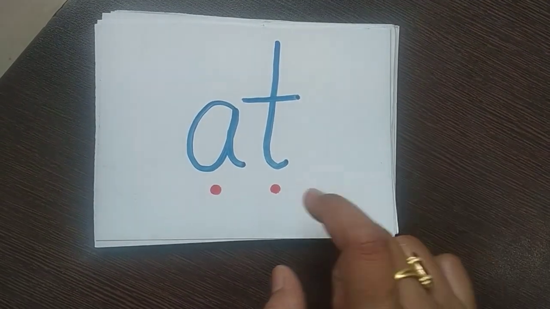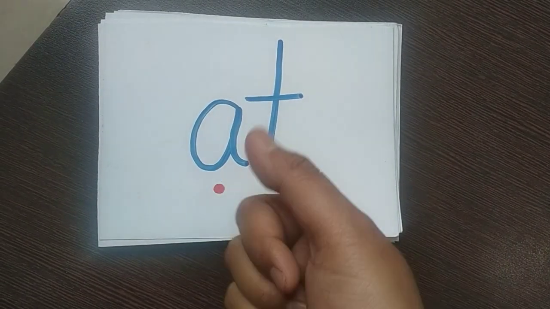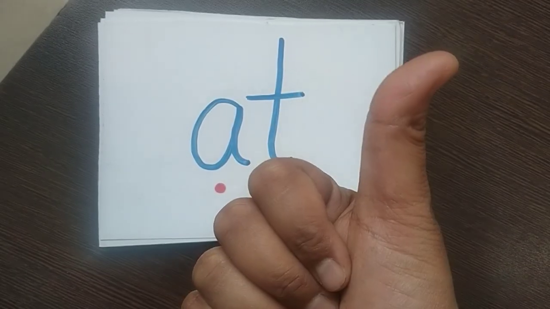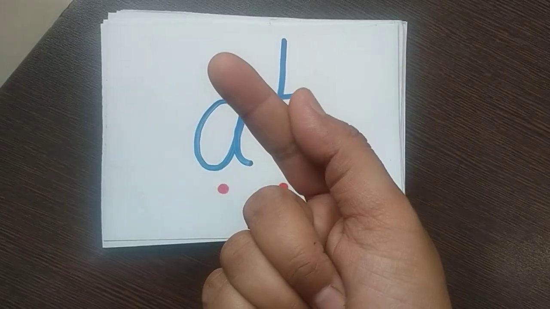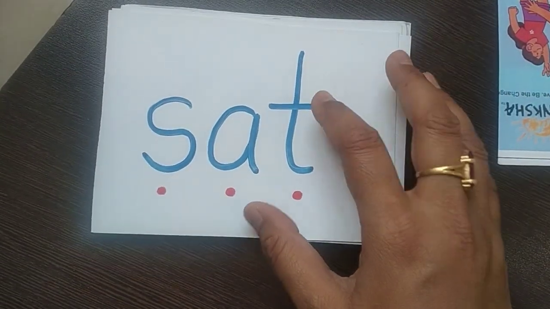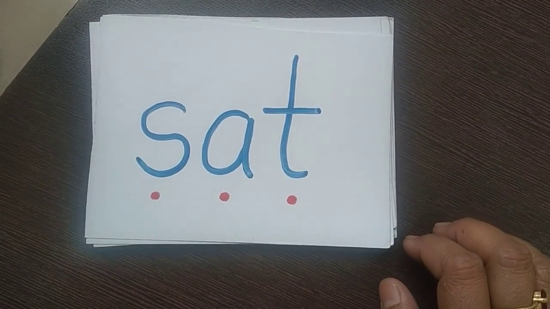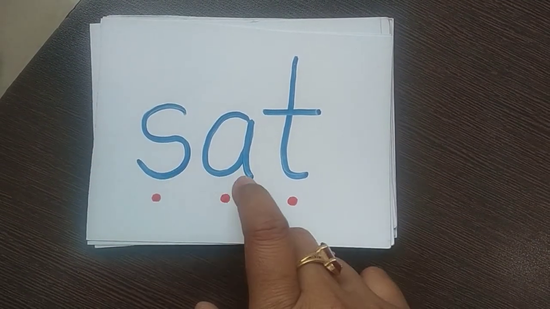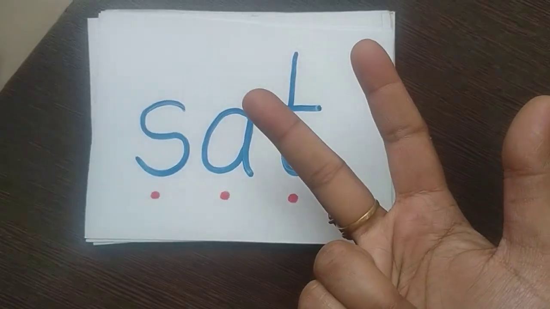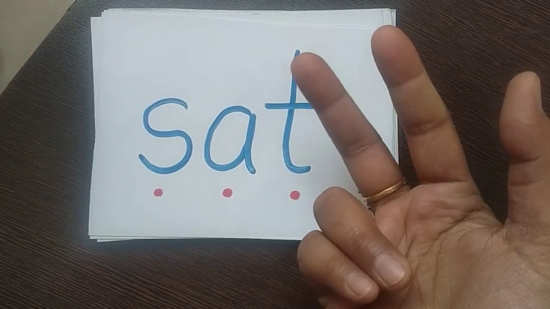So to make the blending easier, you can do this: a, t, at, a, t, at. So this is a 3-letter word. S, a, t, sad, sad.